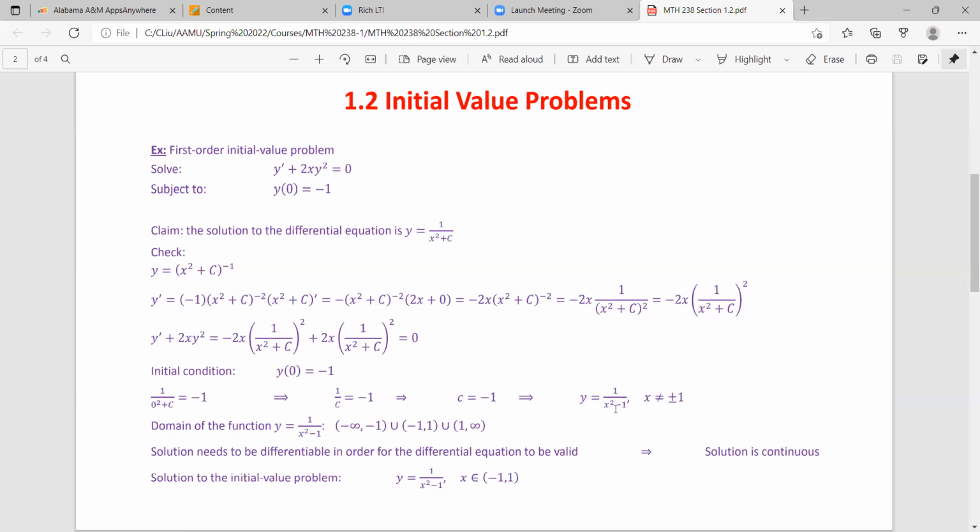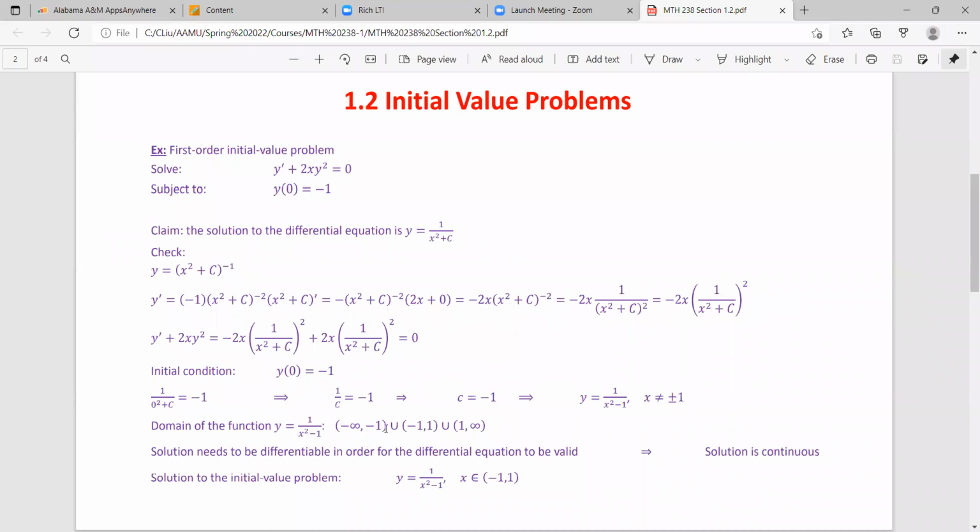Okay, all the points that make sense to the function itself. So the domain of the function y equal to 1 over x squared minus 1 is all the real numbers except -1 or +1. So if you write this domain in interval notation, that actually involves 3 intervals.